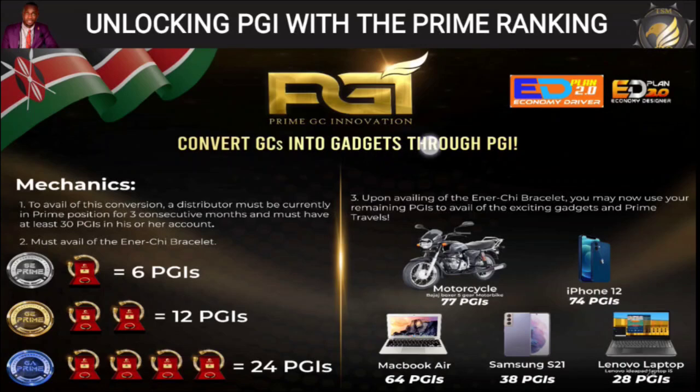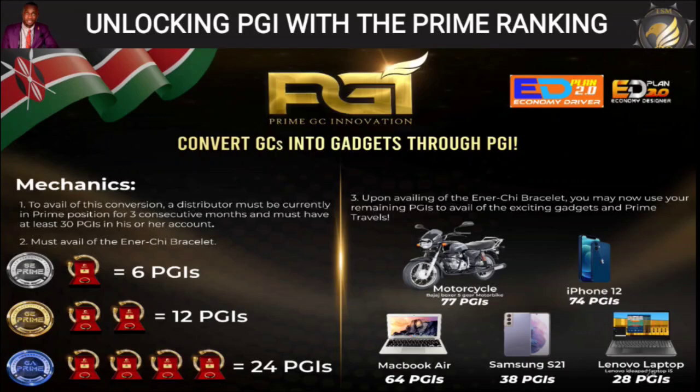After unlocking the PGI Innovation, we look at how many gift checks you have remaining. If those gift checks are 77, they will give you a motorcycle. If they are 74, they will give you an iPhone 12 Pro, iPhone 13, 14 Pro. If they are 64, you get a MacBook Air. If they are 38, you get the Samsung phone. And if they are 28 PGIs, you get a Lenovo laptop. That is how you are able to redeem.